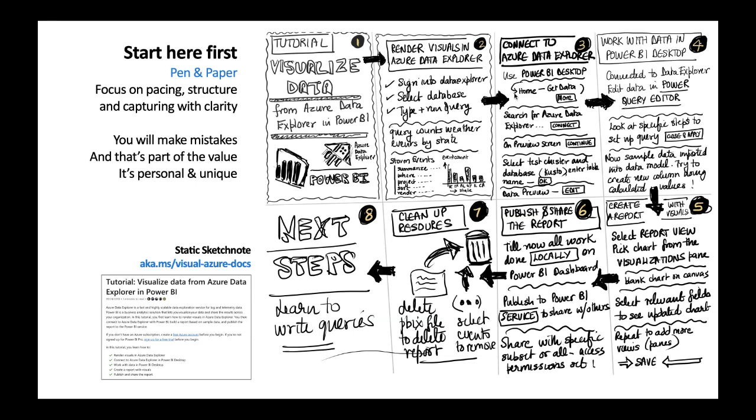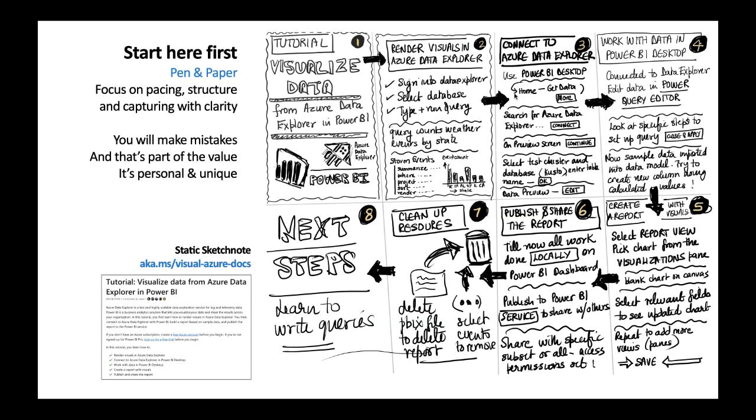So always start here first and focus on pacing, cleaning up your structure, capturing ideas with clarity. You will make mistakes, and that is actually good because that's what's going to make your sketchnote unique and interesting. It's part of the value. This is what I call a static sketchnote, and this is what it looks like. This was my version of the challenge that I put out.